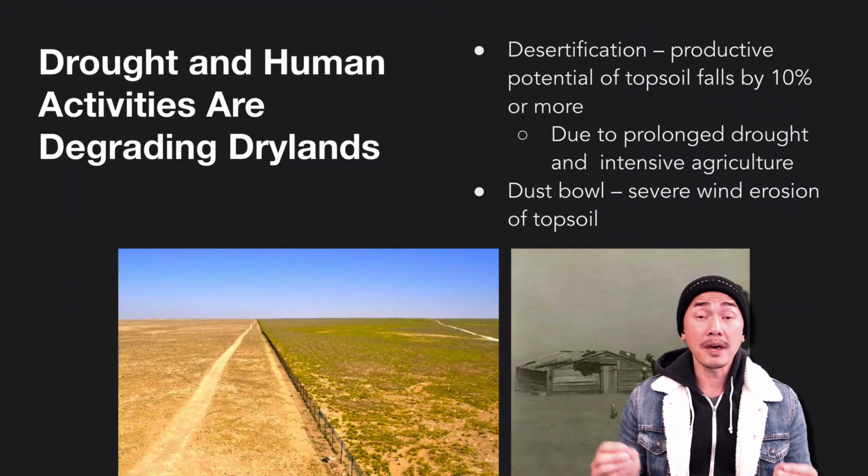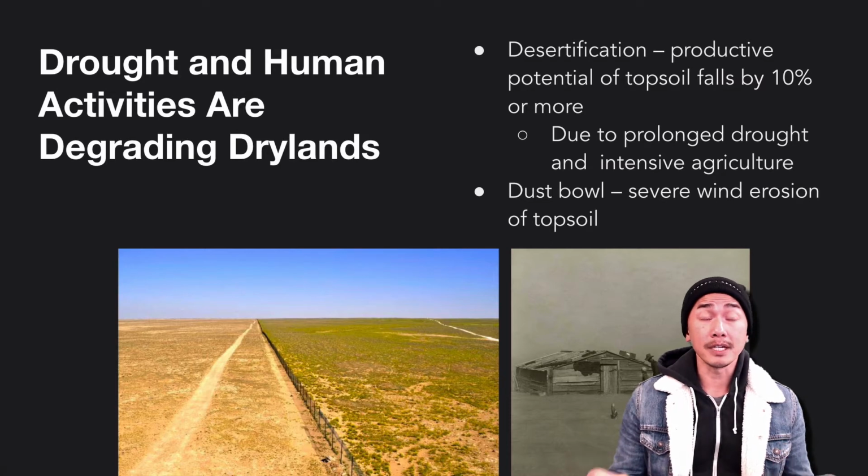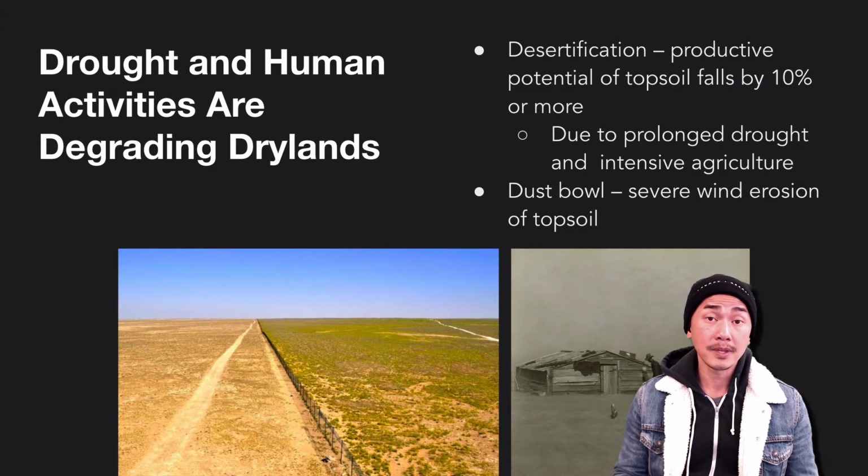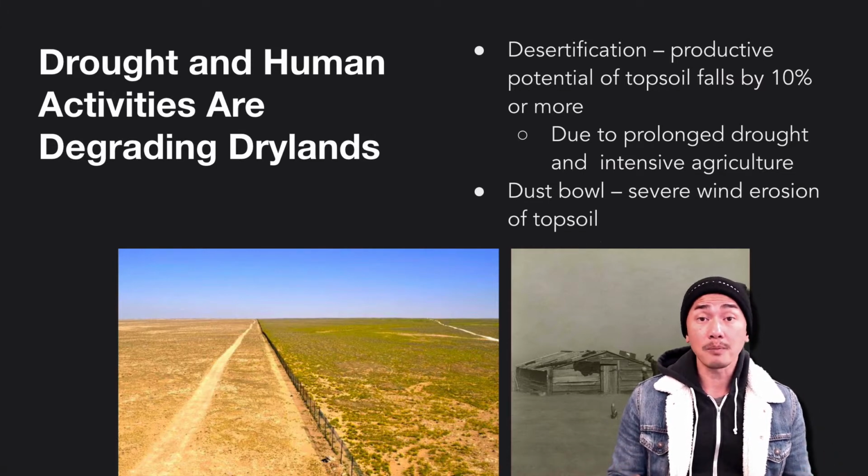Another problem that affects agricultural land is desertification. Desertification occurs when the fertility of the land or the productive potential of the topsoil falls by 10% or more. Desertification is caused by prolonged drought or intensive agriculture. One example of desertification occurring is the Dust Bowl in the Midwestern United States in the 1930s, where drought caused severe wind erosion of topsoil.